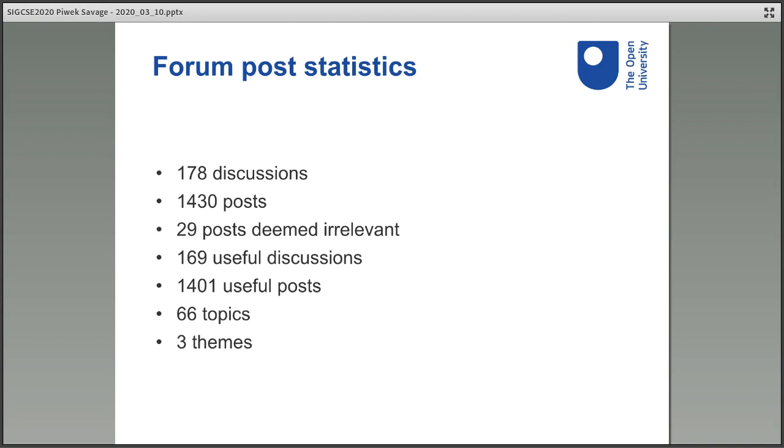The encoding process identified 66 topics in the forum posts spread across the 3 themes. We'll look at the distribution of these shortly, and when we do, it is worth noting that the first 1 or 2 topics in each theme are much more prevalent than the other topics in that theme.